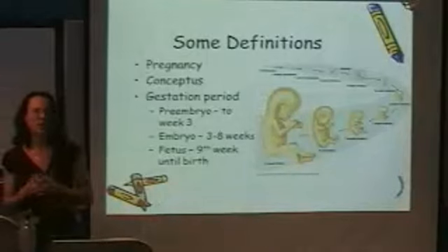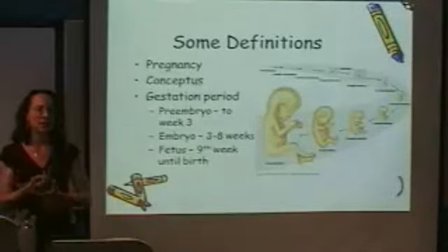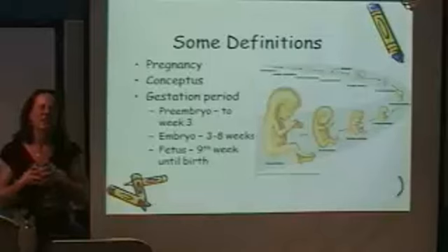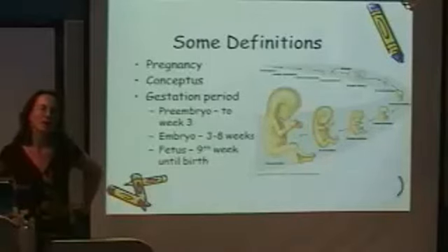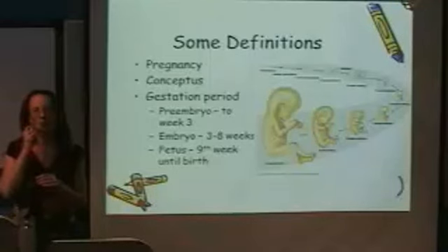Some definitions. Pregnancy, of course, is when a woman has conceived, and that is a conceptus, that cell. When those sperm and egg join together, it's called a conceptus. Really, most commonly, it's called a zygote. Zygote means to yoke together.